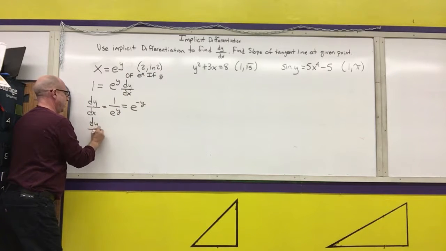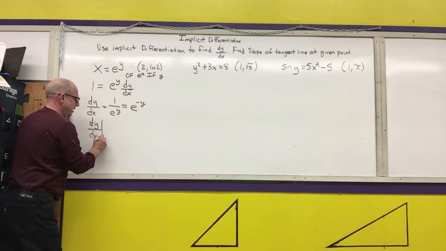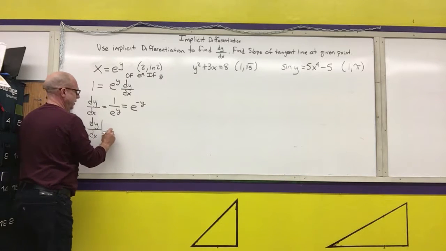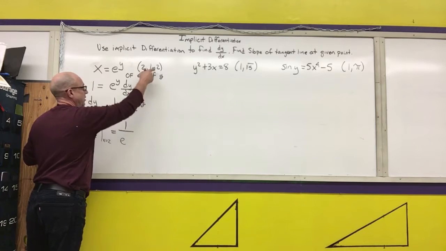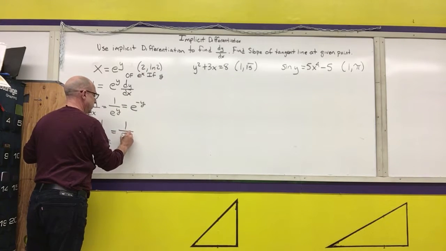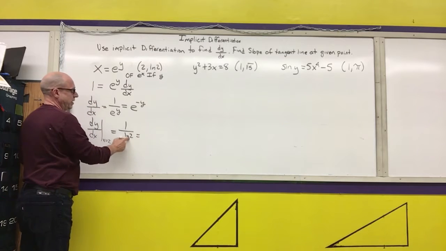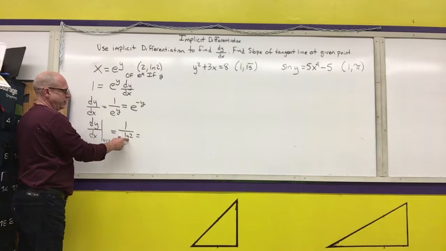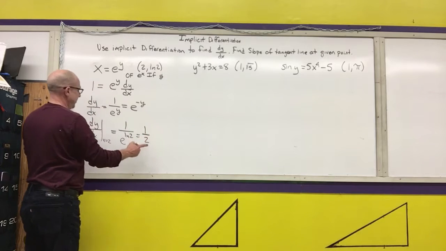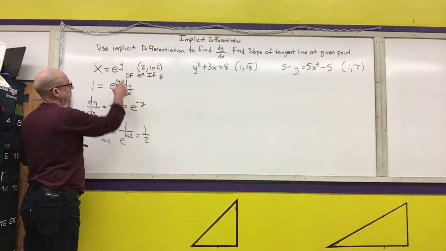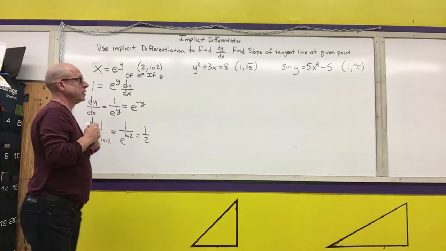So I get dy dx evaluated at x equals 2 is equal to 1 over e to the natural log of 2. E to the natural log cancel each other out, so I'm left with 2, so I'm left with 1/2, and that is the slope of the tangent line at that point.